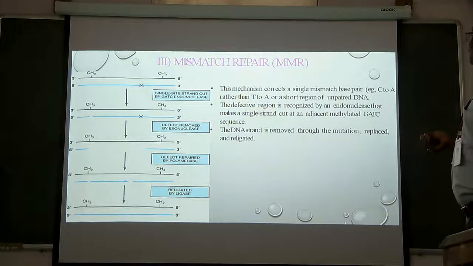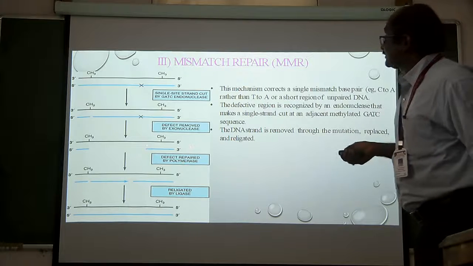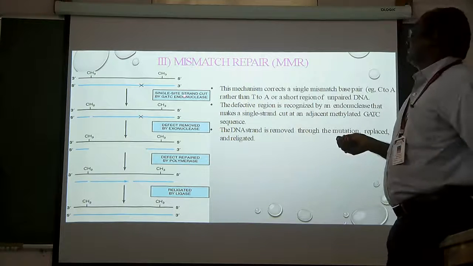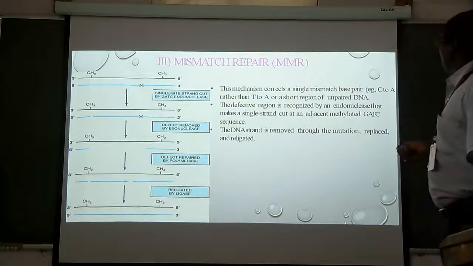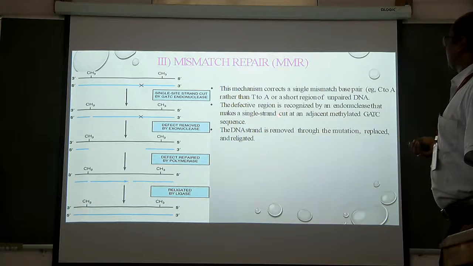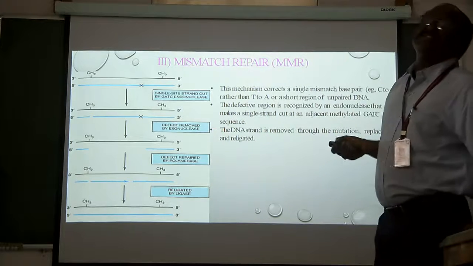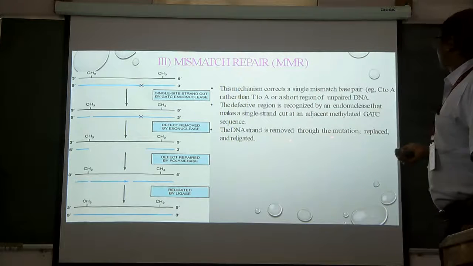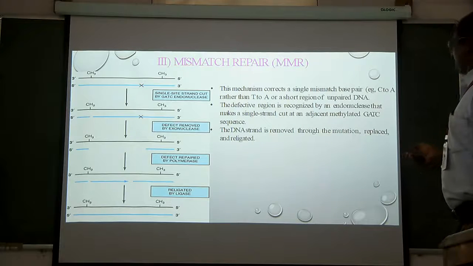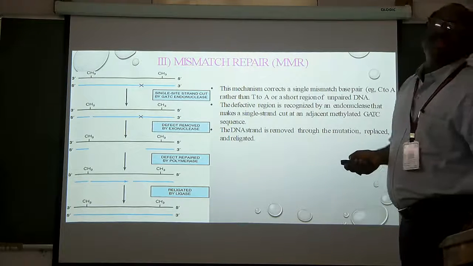The defective region is recognized by the endonuclease. As I said, that endonuclease is the enzyme which identifies the defect and makes a single strand cut at the adjacent methylated GATC sequences. So the DNA strand is removed, the mutation replaced, and they are again ligated.